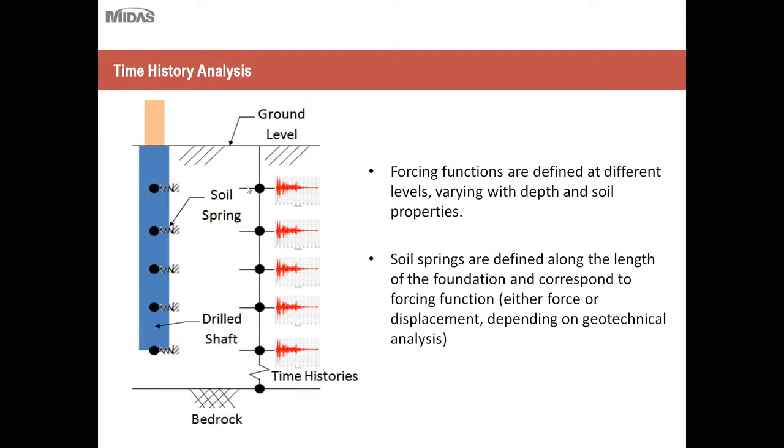So the soil springs are defined along the length of your structure, and depending upon which soil layer it's pressed up against or in contact with, the properties of the springs will differ. So beforehand, typically what engineers do is they'll have their damping coefficients created for each of their soil layers. That way they can just assign them to their springs when they're doing their modeling.